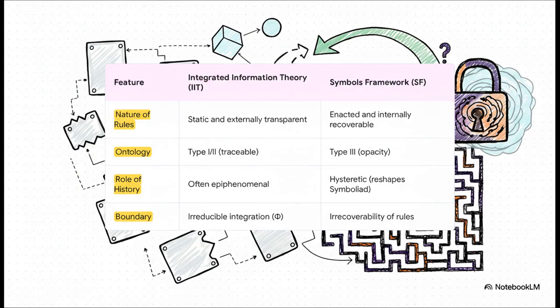Now, this is where we can really see the difference. Here we're stacking it up against a really popular theory called integrated information theory, or IIT. Just look at that first row, the nature of rules. For IIT, the rules are transparent. You can figure them out from the outside. But for the symbols framework, they have to be enacted. And that single difference is why IIT can lead to some really bizarre ideas, like a massive grid of light switches that are all turned off being somehow conscious. The symbols framework says, no way. You have to actually play the game. You need that rule opacity.